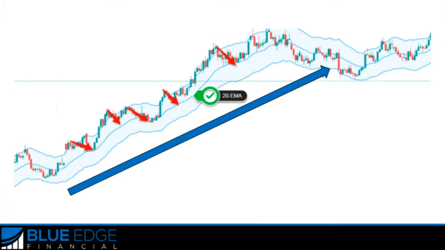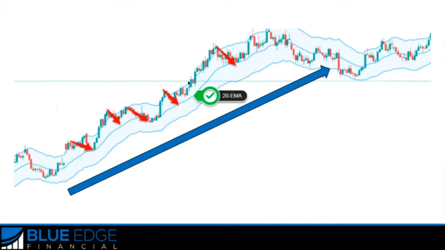The most commonly used settings are 2 times ATR 10 for the upper and lower lines, and EMA, or remember, exponential moving average 20, which is the middle line. The middle line is pretty significant because it tends to act as a pullback level during ongoing trends.